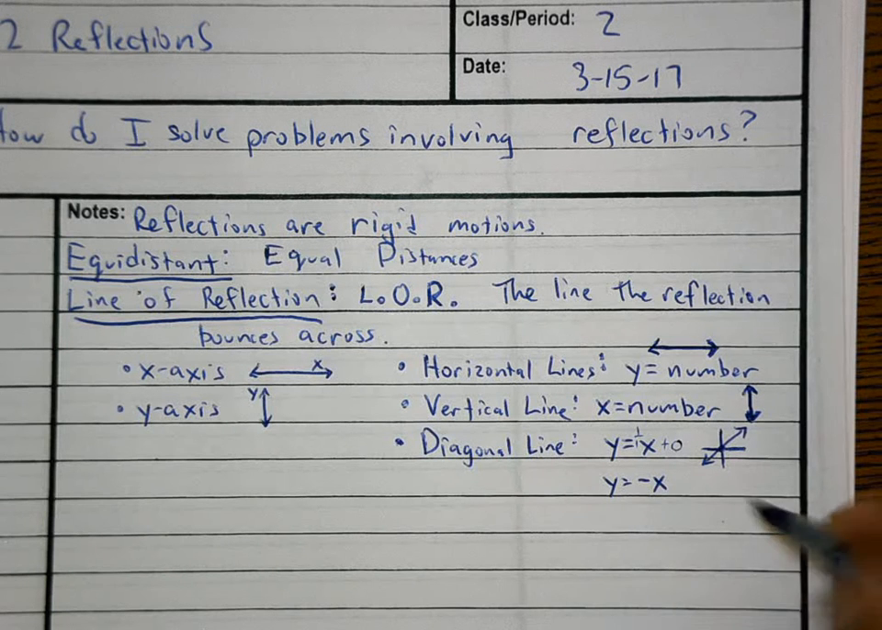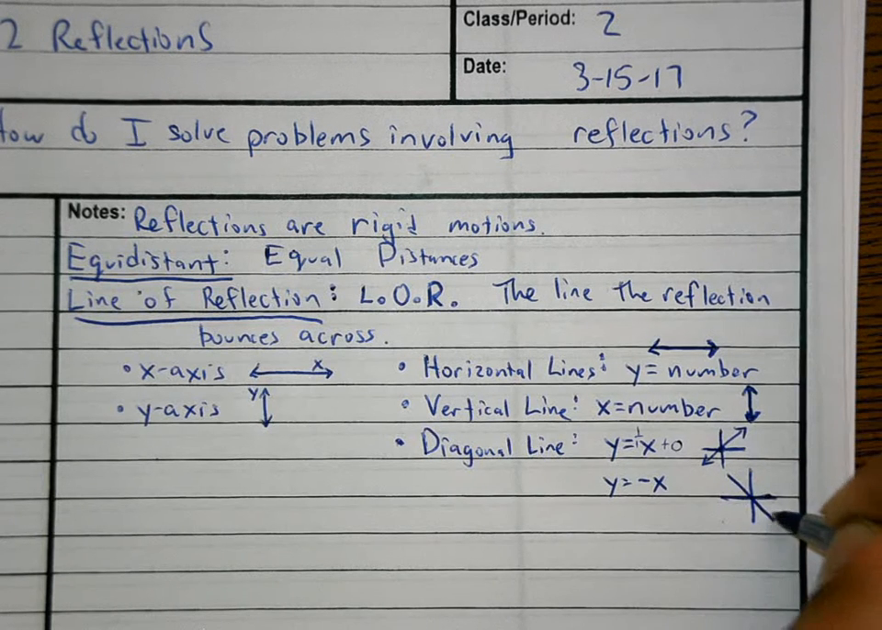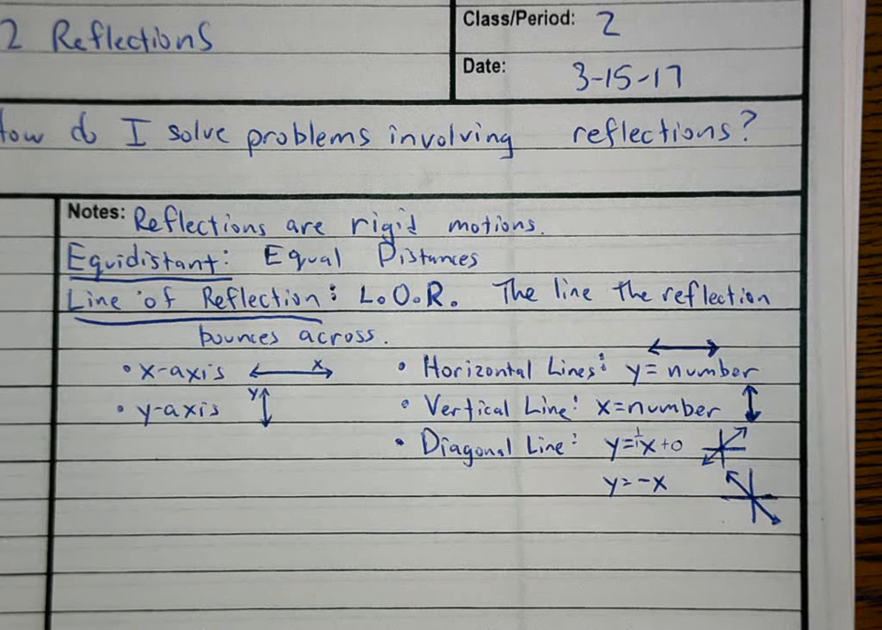If it's negative x, it's going to be the opposite diagonal. Instead of going up, it's going to be coming downward, going through the origin. The slope is down 1 over 1. I review these with you because they are things you should know from previous units that you're going to use in this unit.